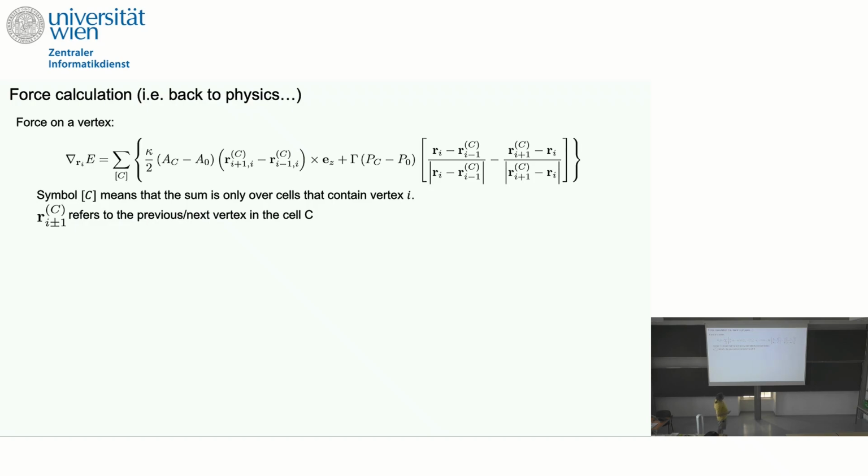The derivation is in the notes. And then the perimeter term is a very similar thing where I do the one before and one after, right?